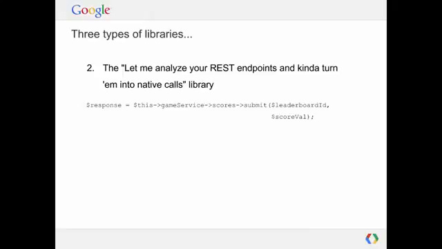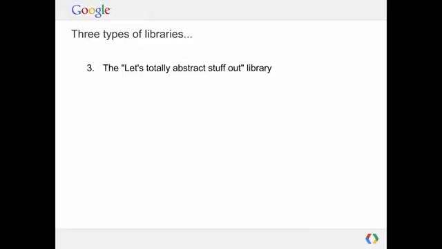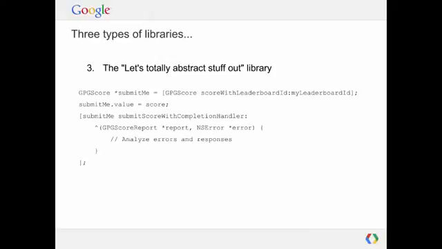I don't have to know that this is a post call, although I can probably guess. And thanks to the magic of code hinting, my IDE can probably tell me what values I should be supplying here. I don't need to look it up in the reference documentation and look up what the actual key is for each of these values or anything like that. It's nicely integrated. And then the third type of library is the, hey, let's completely abstract this stuff out for you. And this is what the Play Games library for iOS does. So here, I'm creating a score object by calling the GPGScore class method score with leaderboard ID. I'm assigning it a value, and then I'm telling the score value, hey, go submit yourself.